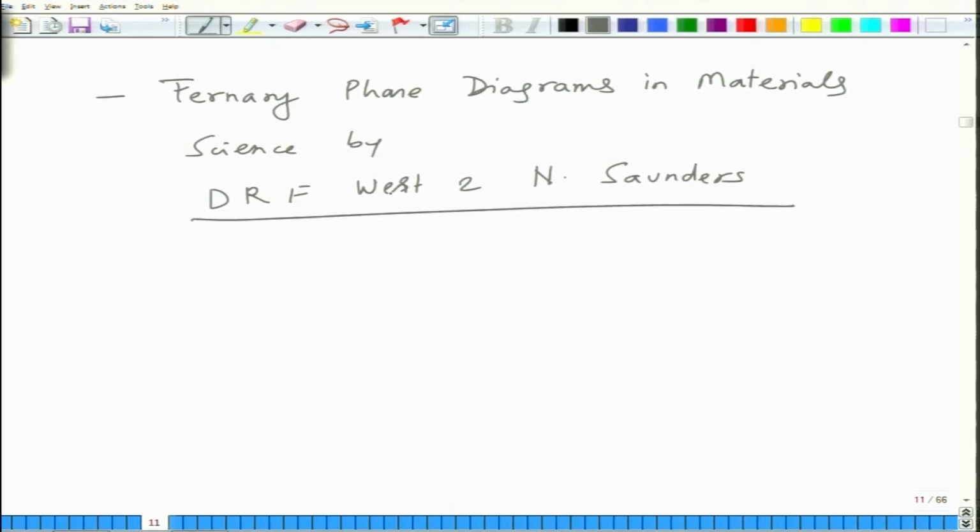It has a lot of ternary phase diagrams for different alloy systems, for various systems, and it gives a very good flavor. It also has some exercises which you can do and work out. So, we will close here this lecture.